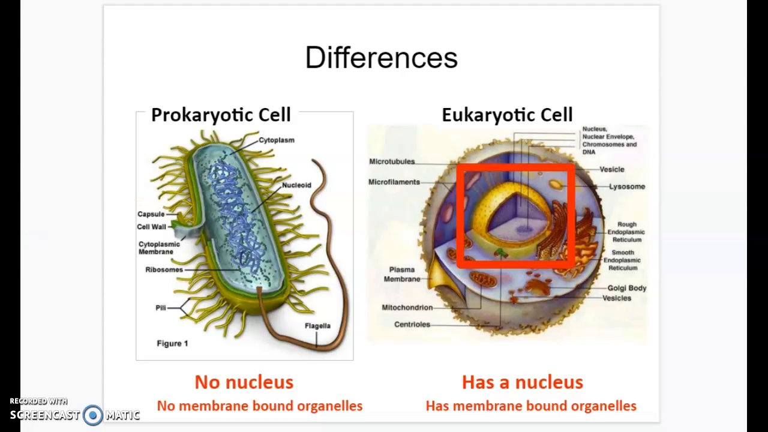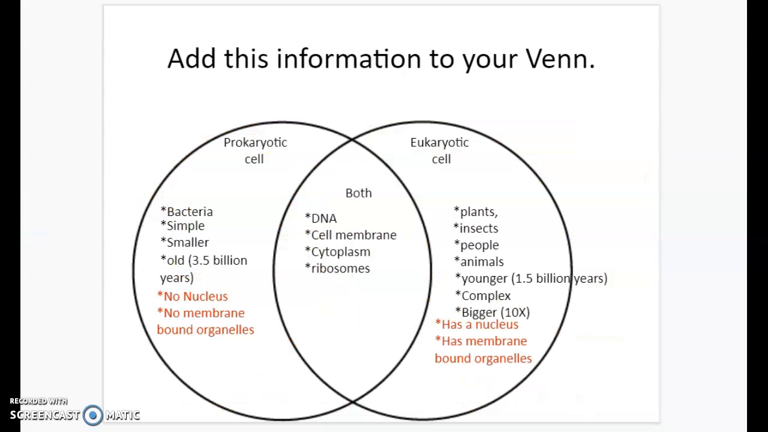So we're going to add that to our Venn diagram. Under prokaryotic cell, you're writing no nucleus, no membrane-bound organelles. For eukaryotic, you're writing has a nucleus, has membrane-bound organelles.